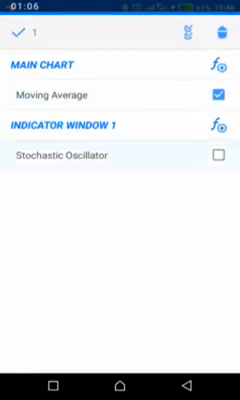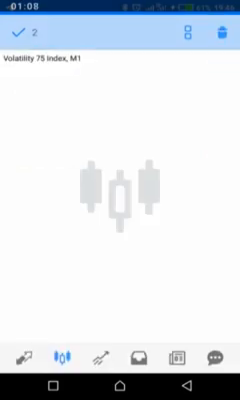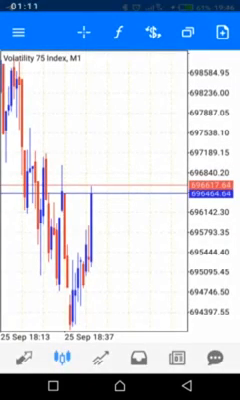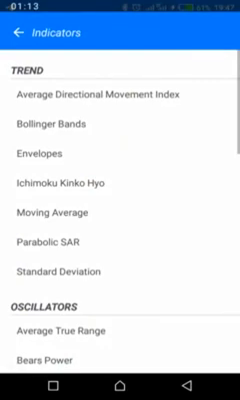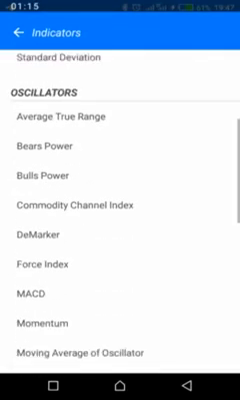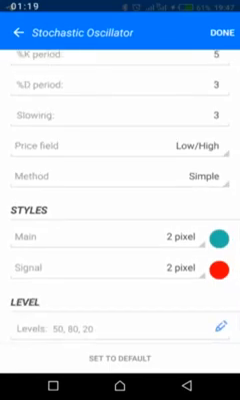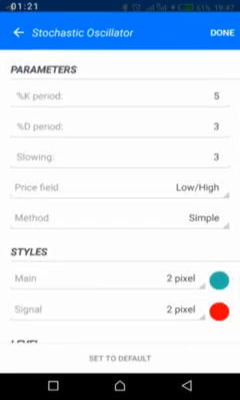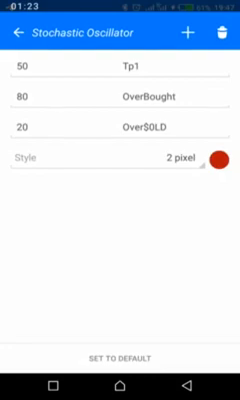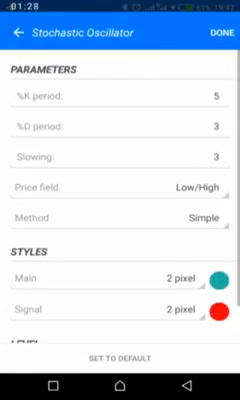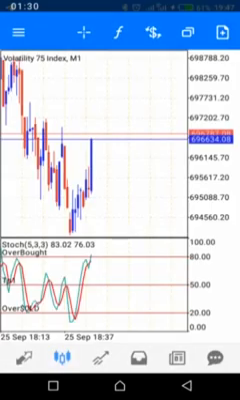So okay, let me just delete it so you can see the stuff. Okay, now come to the indicators, then search for stochastic. That's it. Okay, take profit 1, overbought, oversold. Just copy whatever I have here, okay, and done.